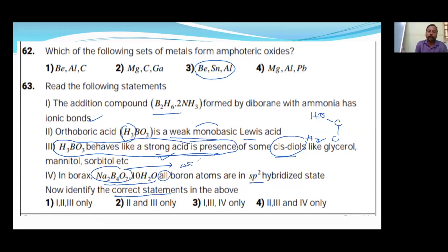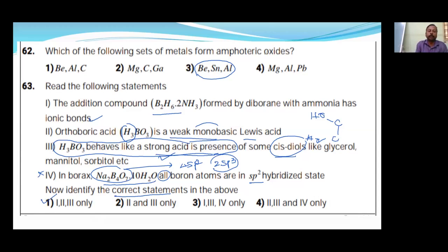And two boron are sp3 hybridized. Whichever boron has the minus charge, that will be sp3. But here the question is given as all. So that's why only 1, 2, 3 are correct. 1, 2, 3 are correct means the first option is correct. Why first option? Because in the fourth option, all should not be there. Is it clear to all of you?